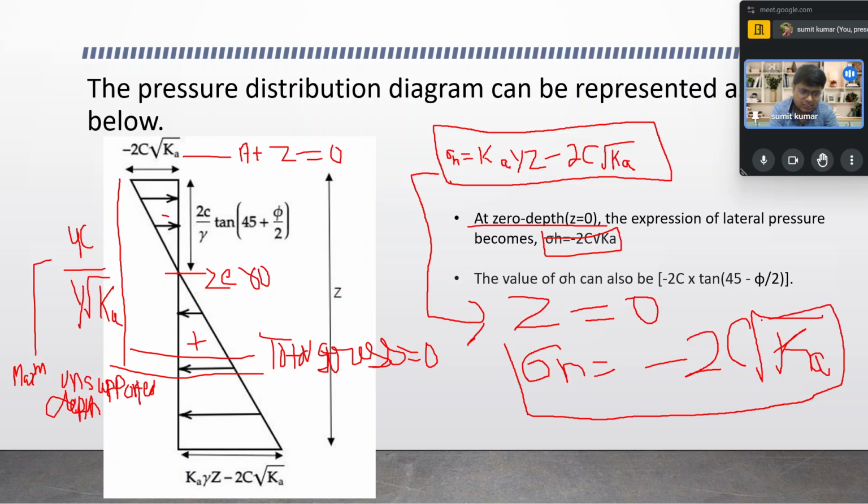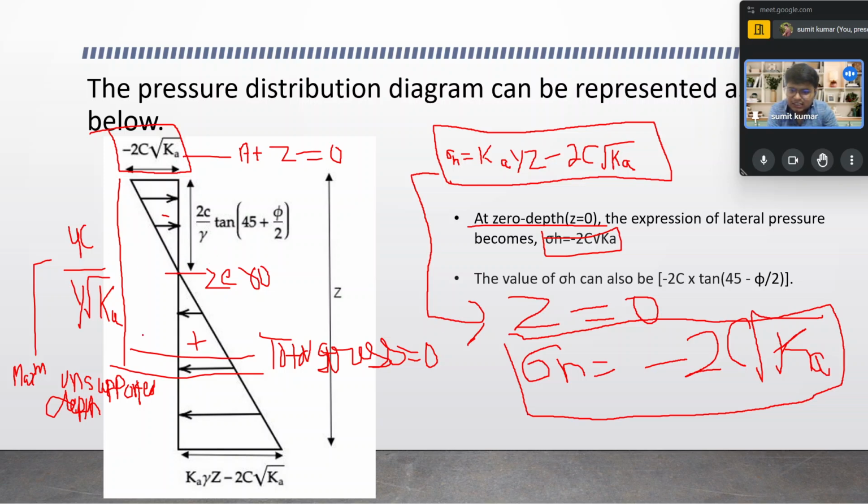So when you see the earth pressure diagram, at the top the value of minus 2c root k is there for z equal to 0. Accordingly, the depth up to which the total stress is 0 is 2c by gamma root k, or 2c by gamma into tan(45 plus phi by 2), which is represented over here.